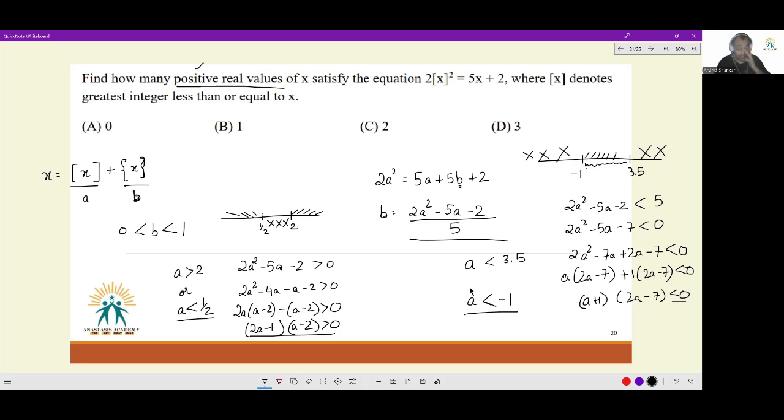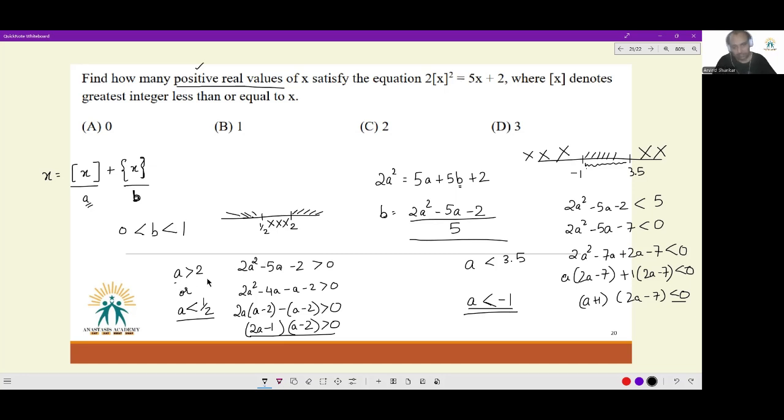In fact, remember, we are looking for A. A was the integral part. A being less than half implies the greatest integral value that I can take is 0. But 0 is not fine. Here, I also get the condition A has to be greater than -1.